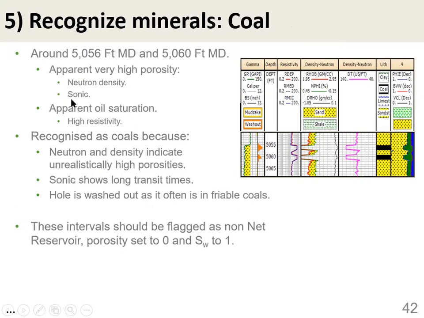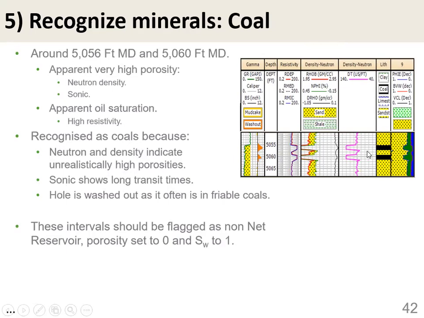This one refers to identifying coals, that's the presence of coal. In this case, both the density and the neutron porosity trend to the left, and that's having very high values. Resistivity is also high, and then the gamma ray is low. So they are recognized as coals because the neutron and density indicate unrealistically high porosities.